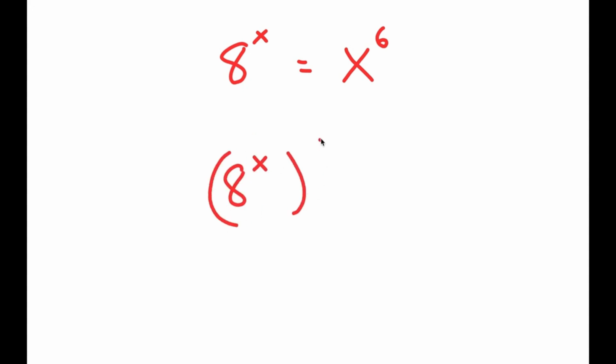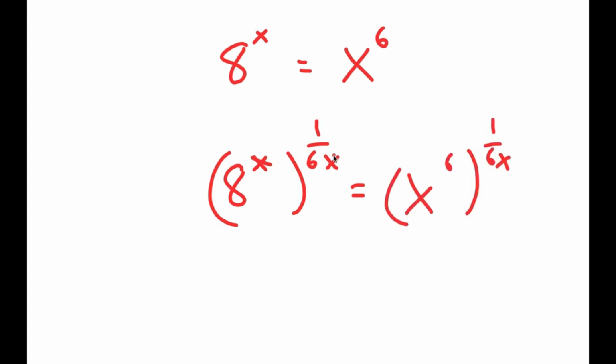Alright, so in this video, I'm going to solve the equation 8 to the power of x is equal to x to the power of 6. So to solve this, I'm going to first start by taking the power of 1 over 6x on both sides. So I get 8 to the power of x to the power of 1 over 6x is equal to x to the power of 6 to the power of 1 over 6x.